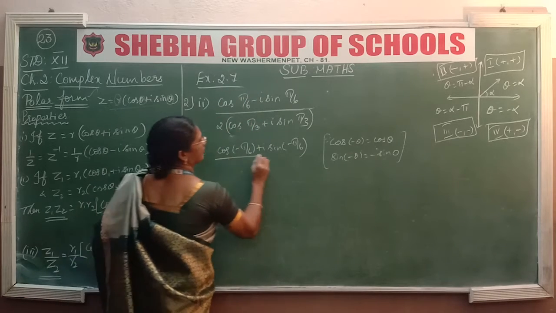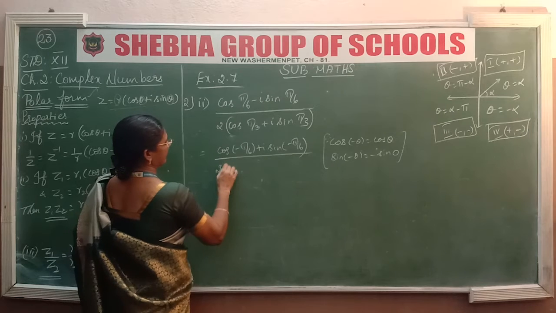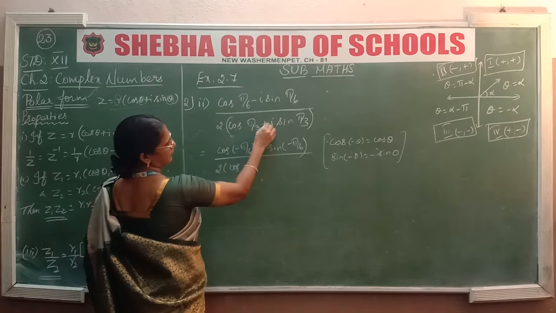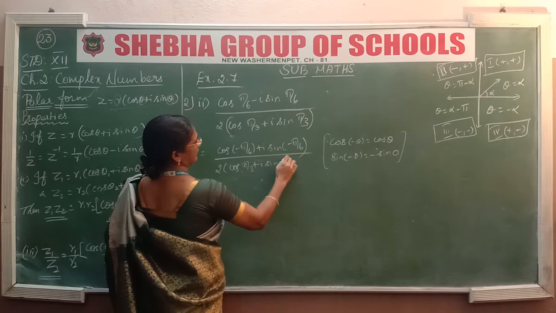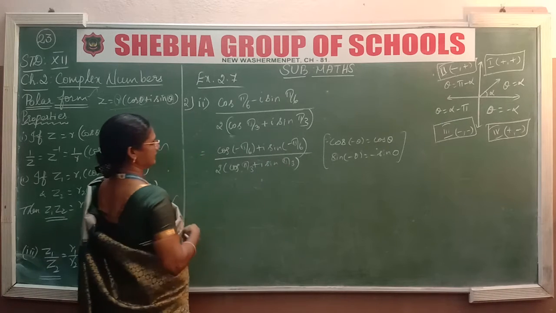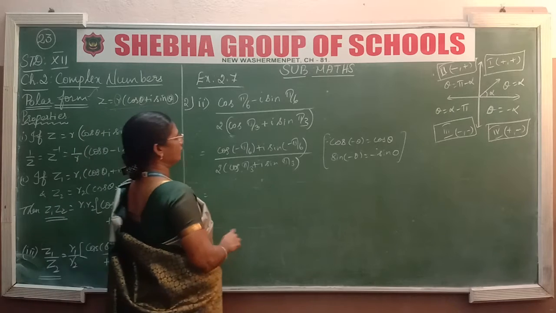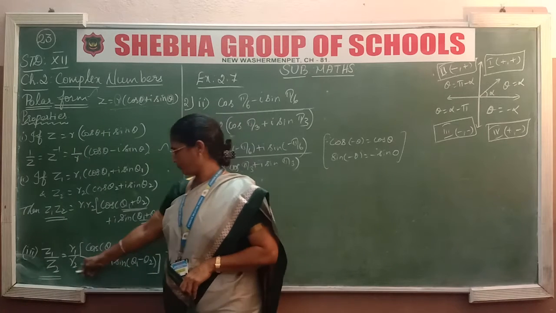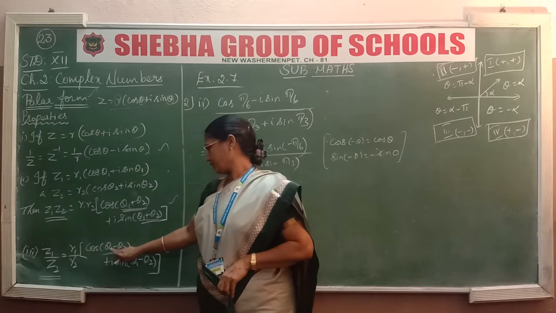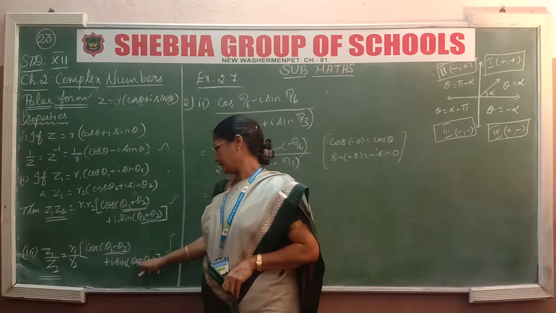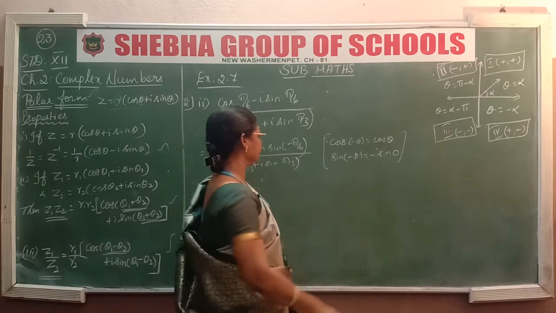After rewriting the numerator, write the denominator as it is. This is plus only, pi by 3 plus i sin pi by 3. There is no change in the denominator. Now we use the third property, that means z1 by z2 equals cos of theta 1 minus theta 2 plus i sin of theta 1 minus theta 2.